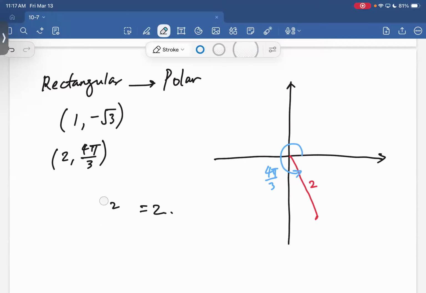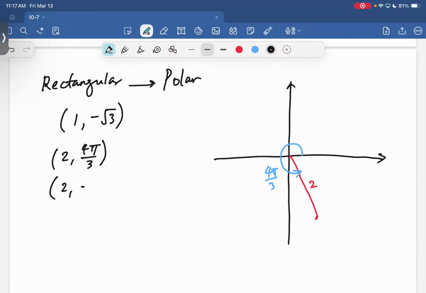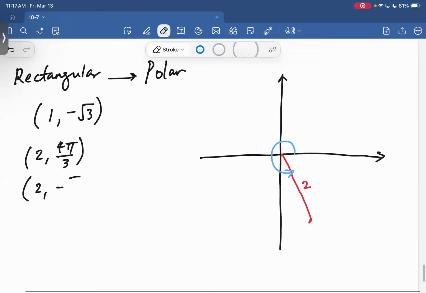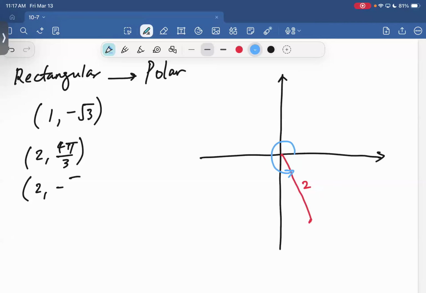Now, as I said before, polar representations of coordinates are not unique. And so this could have also been 2 comma negative pi. Wait, this is totally wrong. Nobody corrected me. Right, this is 5 pi over 3. You guys are not paying attention.